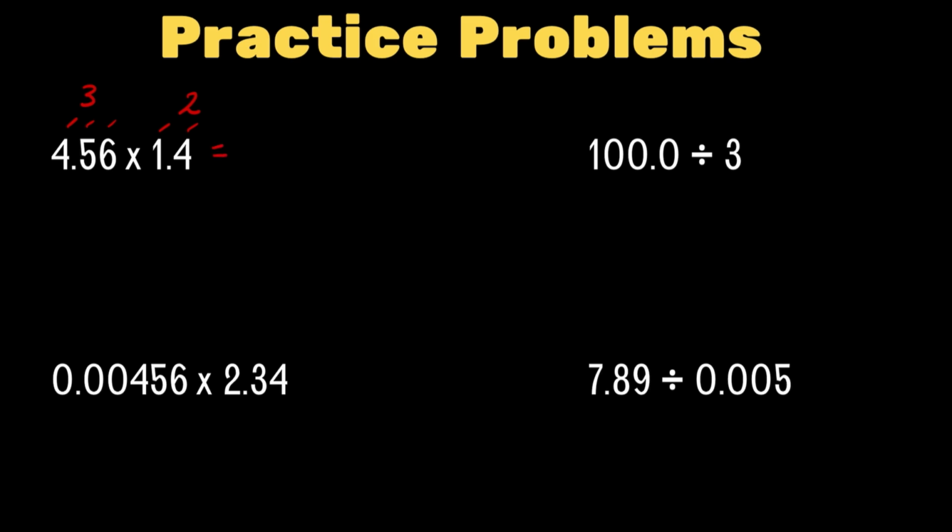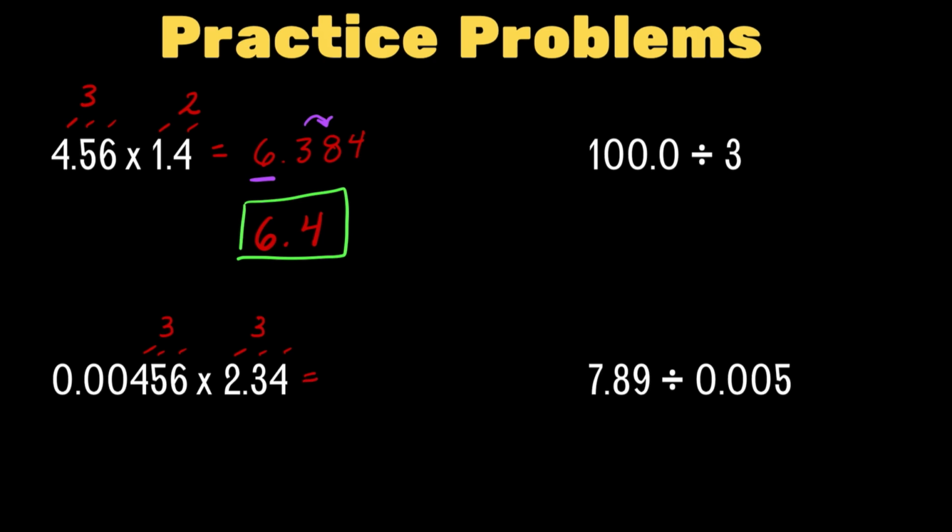If we multiply them, we get 6.384. Our first sig fig is 6. Now we need to look at the 3 and determine if we round up or if we leave it as it is. Since the number next to it is an 8, then we have to round up. Therefore, our answer would be 6.4, and it includes 2 sig figs. In the following example, we have 1, 2, 3 sig figs here, and 3 sig figs here. So our answer needs to include 3 significant figures.